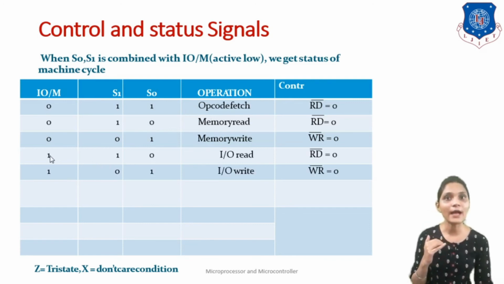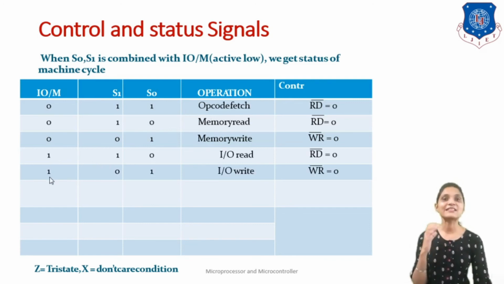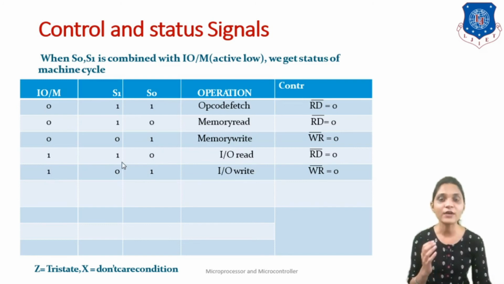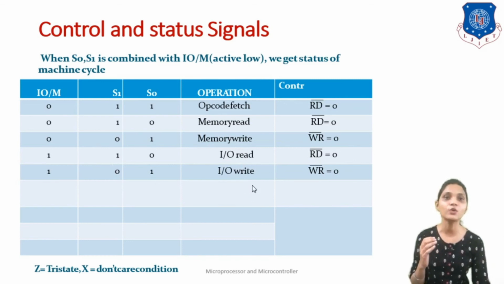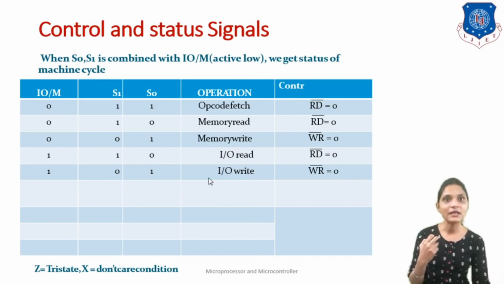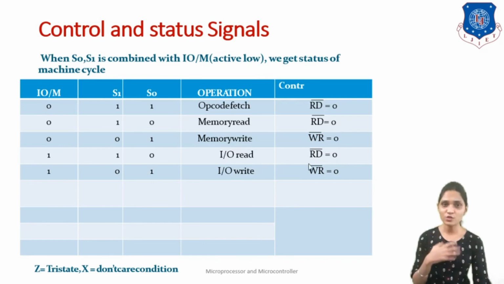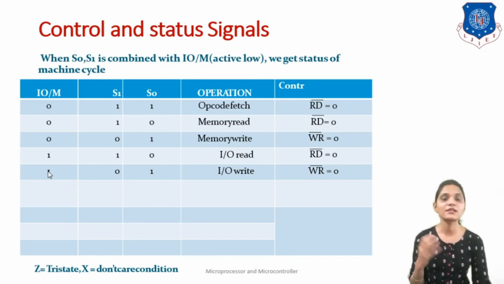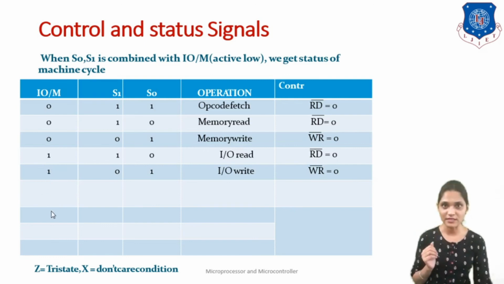Okay, if your IO comma M bar is 1, that means your task is related to the IO. And if status S1 is 1 and S0 is 0, that means this is for read. And for what? IO. So this will be your IO read task. And if it is 1 0 1, that means your IO write task. For your IO read, you will require the RD bar signal, and for IO write, you will require the control signal write 0. So this is basically your control signal, and you will combine this with the IO read or IO write control signal.